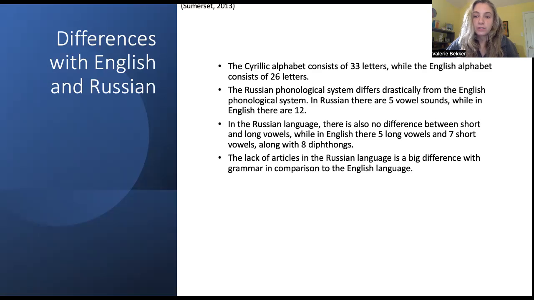In the Russian language, there's also no difference between short and long vowels, while in English, there are 5 long vowels, 7 short vowels, and 8 diphthongs. And the lack of articles in the Russian language is a big difference with grammar in comparison to English. Russian and English speakers also use the same verb system, just in different ways.